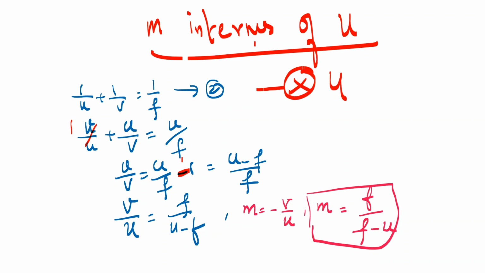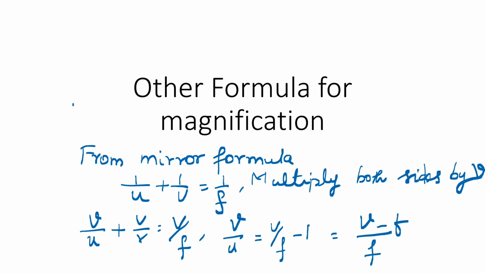So it is (u minus f) by f, but we know m is minus v by u. So we can take the reciprocal of this expression. So we have v by u is equal to f by (u minus f). And as usual, when you substitute this negative sign, we get m is equal to f by (f minus u). So this is the other formula for magnification.